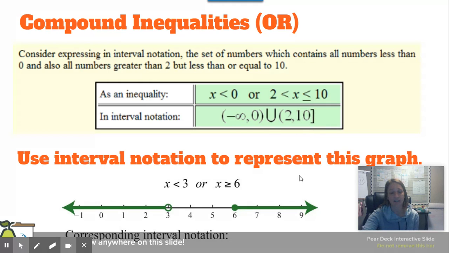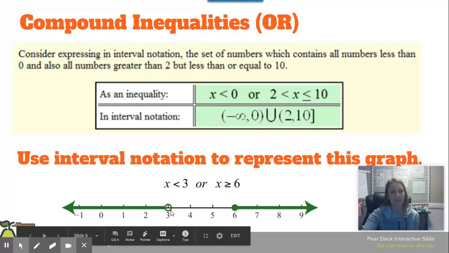Interval notation to represent this graph. So the graph says x is less than 3, or x is greater than or equal to 6. So we have x is less than 3 or greater than or equal to 6.